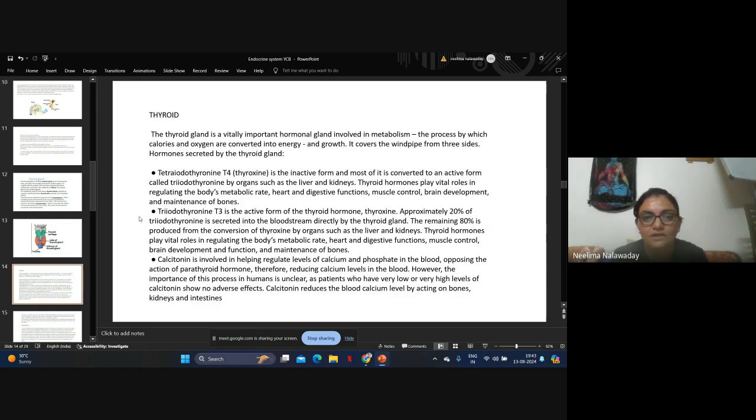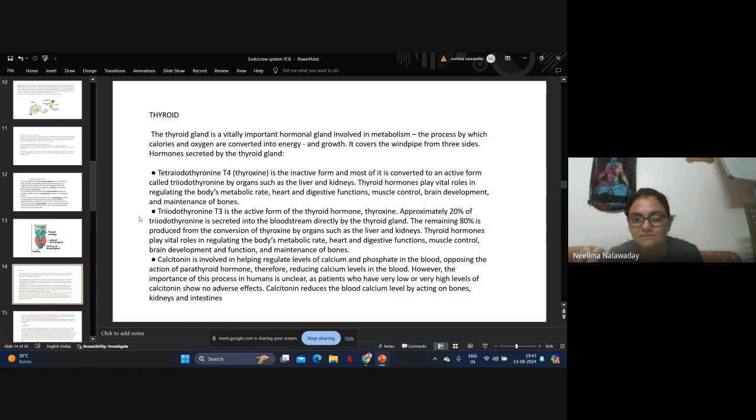When thyroid stimulating hormone starts increasing in our blood, that shows thyroid functioning is affected somewhere. And then T4 and T3 initially lower down and then start increasing. So that's how this positive and negative mechanism works. T4 is also called thyroxine and is in the inactive form, and most of it is converted to an active form called T3 by organs such as the liver and kidneys. So T4 is mostly inactive, but the liver and kidneys convert it into T3.